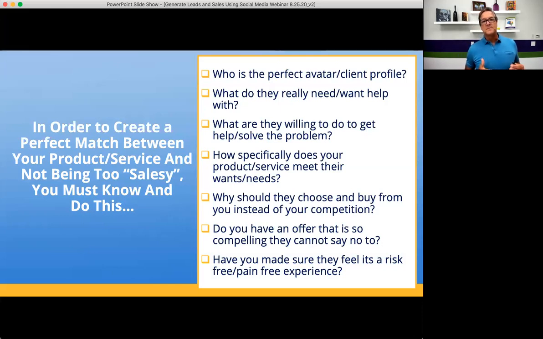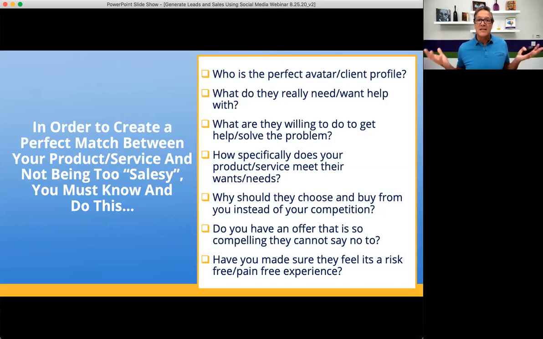So first, every product has a specific profile of person that you can help with that product or service. So you want to create a profile of who you're going after. Not everybody needs or wants your product or service. You want to create a perfect avatar profile. And then what you want to do is ask yourself a question. What does that person, speak to one person, what does that person really want or need help with? The perfect profile, the perfect avatar, okay?